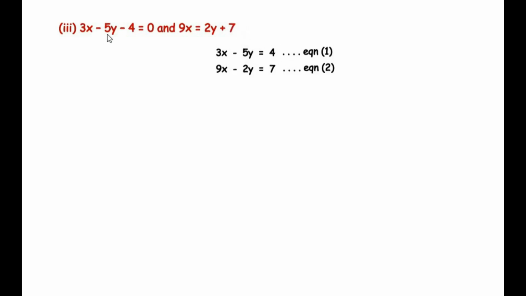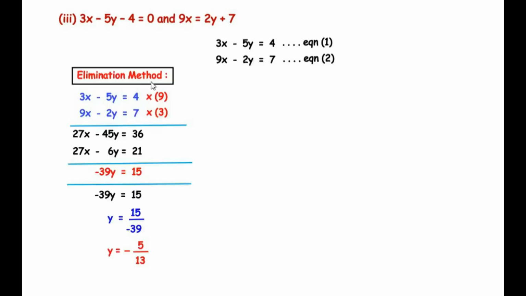So in the first equation, we have taken 3x minus 5y on the left hand side and this negative 4 is being sent on the right hand side, giving us the first equation as 3x minus 5y is equal to positive 4. Similarly, in the second equation, we have taken 2y on the left hand side, so it becomes 9x minus 2y is equal to 7. Now x and y terms in both the equations are on the left hand side and the constants on the right hand side. So once we get it in the standard format, let us begin with the elimination method.